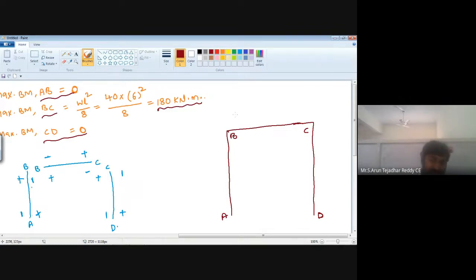So the BC span has a uniformly distributed load. What is the shape of the maximum bending moment here? That is a parabolic shape. So this is your parabolic shape, 180 kilonewton meter. Okay, 180 kilonewton meter. See, better to take another color, you can easily understand why this color. So B to C, it is a parabolic shape.